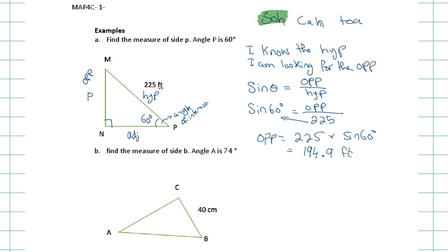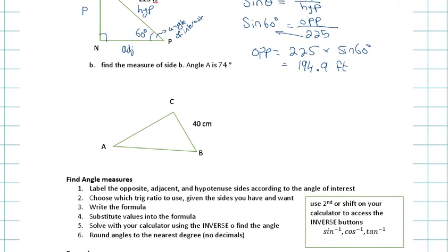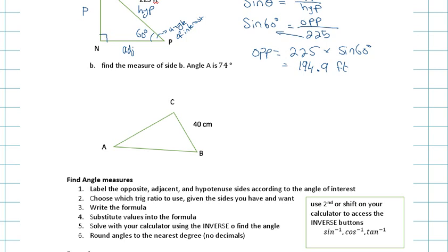I'm going to introduce the next question to you, and then I'm going to leave you with it to solve. This question is asking you to find the measure of side B if angle A is 74. I know this picture is not very clear. This is your right angle right here. This is 74. We're looking for side B. Where's side B? It's the hypotenuse. What's the hypotenuse? The one across.